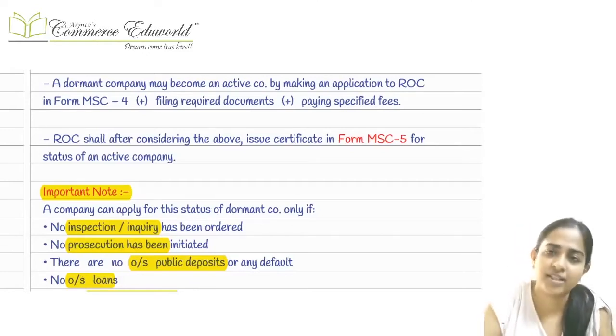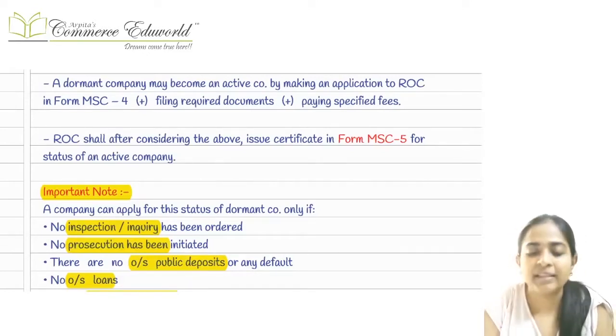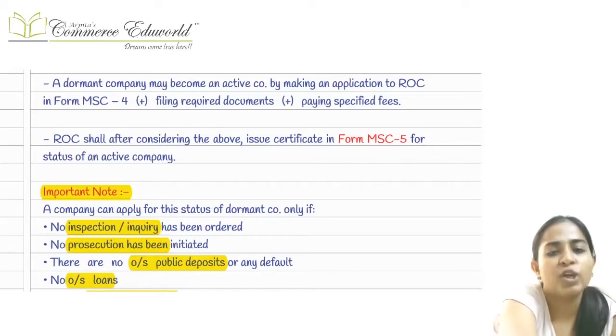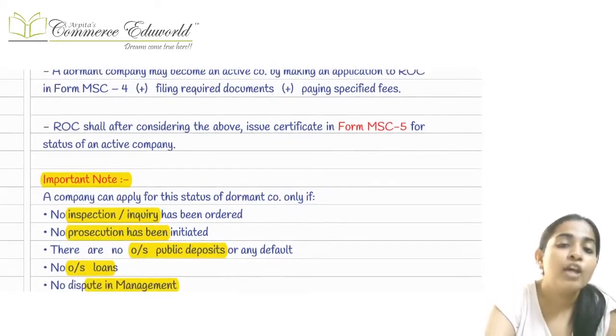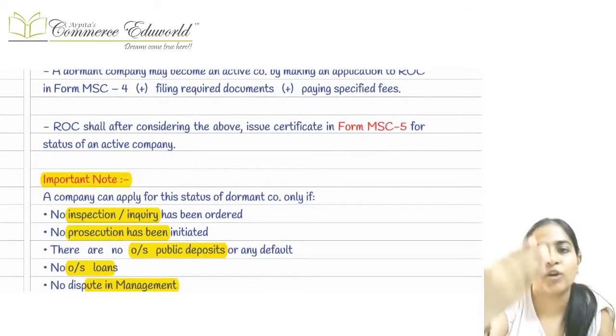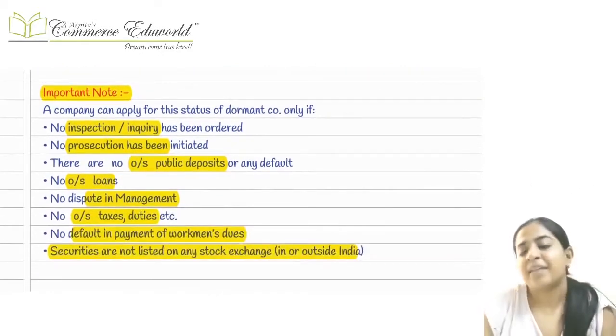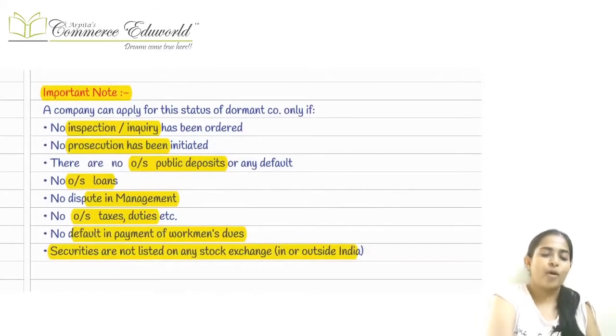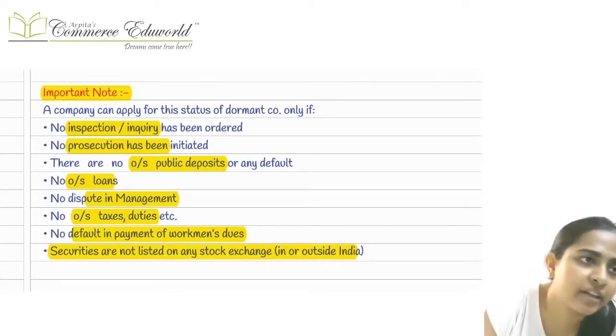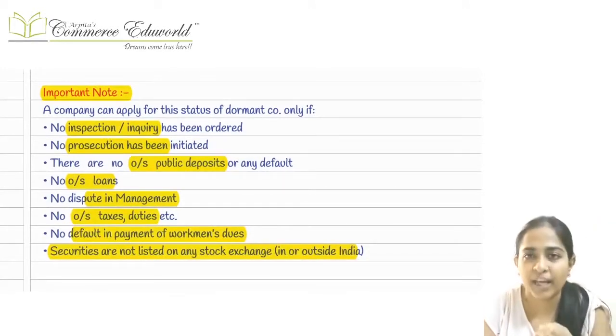MSC5, it will grant you the certificate, right? So in this way, from form number MSC1 to form number MSC5, you went from an active company to a dormant company, and then from a dormant company to an active company. And then the conclusion of this important note here is there should be no default done by the company.